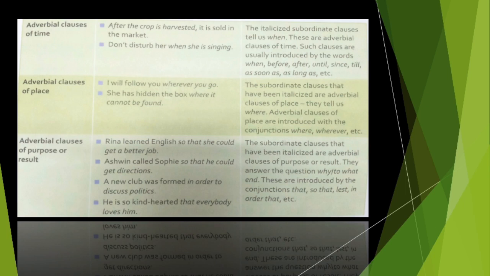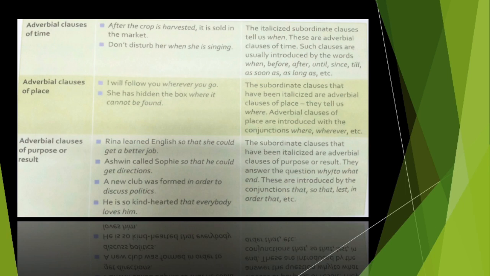Adverbial clauses of time, let's take the example. After the crop is harvested, it is sold in the market. So here, after the crop is harvested is telling us time. Okay, so the italicized subordinate clause tells us when. When will it be sold in the market? When it is harvested. So these are adverbial clauses of time. Such clauses are usually introduced by the words when, before, after. In this sentence, after is the subordinating conjunction. So they start with these words and they tell us time. So that's an adverbial clause of time.